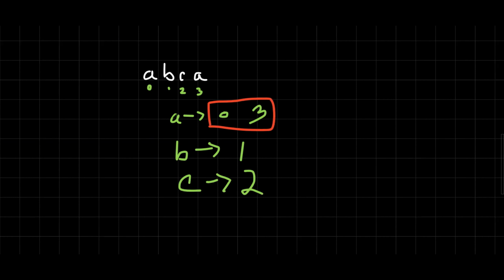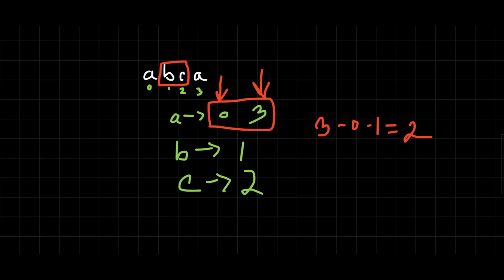That means the character A appears 2 times in the given input, at the 0th index and the 3rd index. So here 3 minus 0 minus 1 is equal to 2. These 2 represent the length of the characters in between the two A's, which are B and C. So in this problem, we have to return 2. I hope you understood the algorithm.